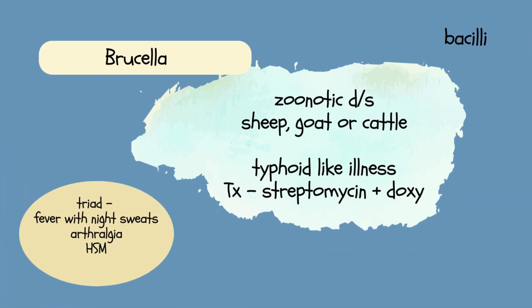Coming to Brucella. Brucella causes brucellosis. It's a zoonotic disease contracted from sheep, goat, or cattle. Again, it's a typhoid-like illness, and the treatment of choice is streptomycin with doxycycline. Brucella is usually characterized by a triad of fever with night sweats, arthralgia, and hepatosplenomegaly. So zoonotic infection, drug of choice is streptomycin and doxycycline.